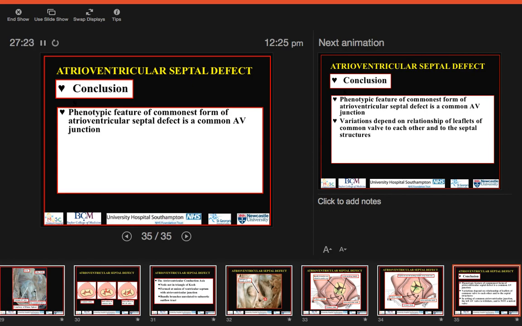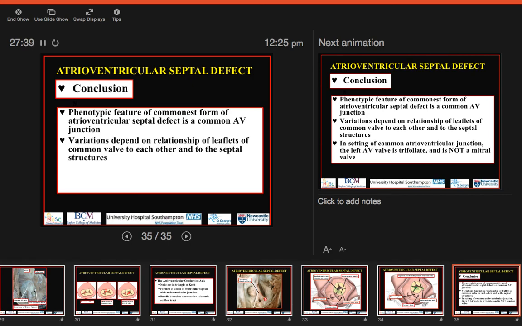We're going very shortly to look at some exquisite hearts that in fact will show better the anatomy than my picture's shown you. What I'm going to emphasize again is that the phenotypic feature of these hearts is the commonality of the atrioventricular junction. What I'm going to show you is that it is the relationship between the bridging leaflets of the valve and the septal structures that determines the potential for shunting.